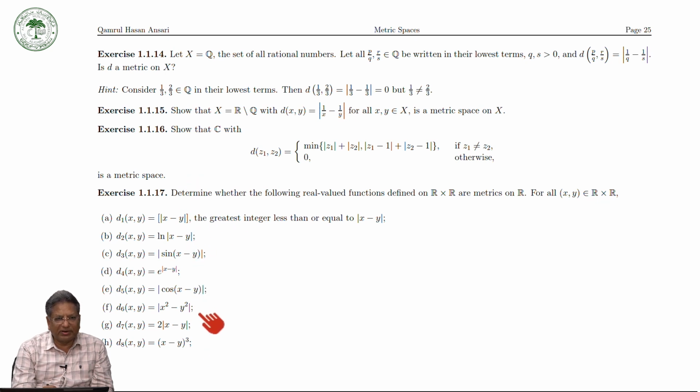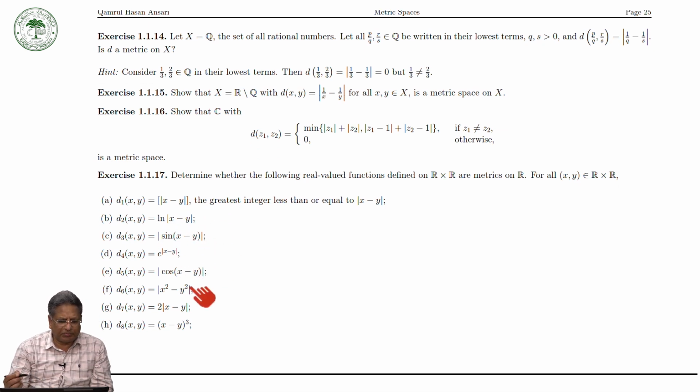Determine whether these are metrics on R or not. You have to check whether ln of x minus y, if x is equal to y, then ln of 1 is 0, so it will be equal to 0. You just find out the first two or three properties, try to check, and you will see that some satisfy all the properties. You go for the last one only if you are taking this one, then you have to go up to the triangular inequality. But for the rest, you will get the answer within one to three properties.